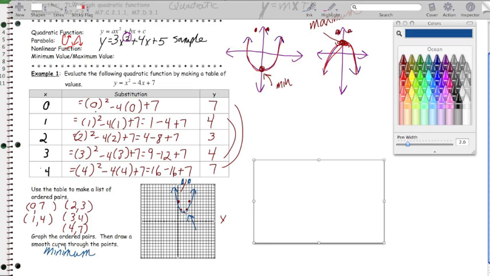You look and say, well, there's a bottom point to this graph. There's not a top, because that will just keep going. But there is a bottom, we have a minimum.